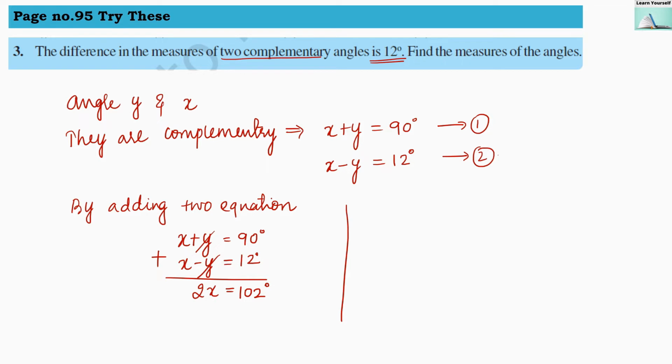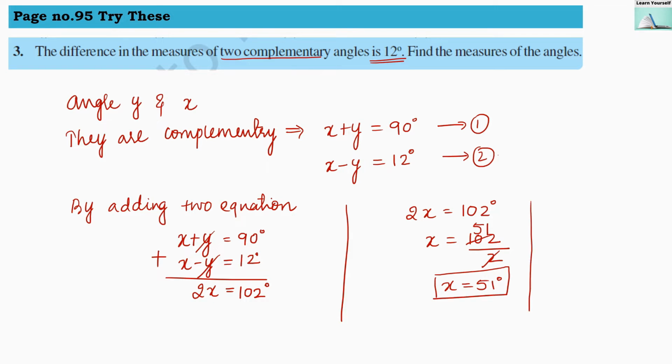So now let us use this equation, 2x equals 102 degree, and we will find out the value for x. So x equals 102 divided by 2. We will get here 2 5s are 10, 2 1s are 2. So 51. So x equals 51 degree. So this is our first answer, that angle x is 51 degree.